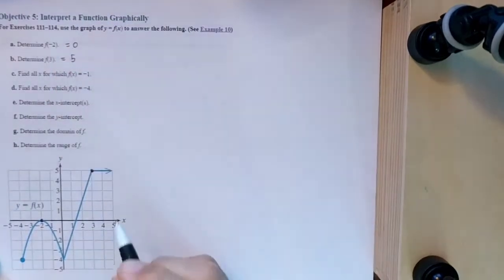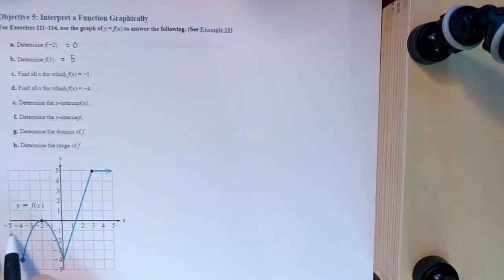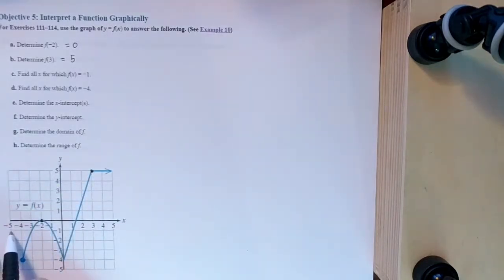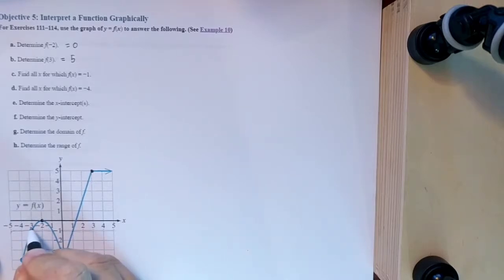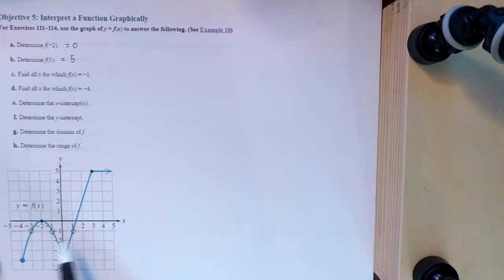Okay. The next one says find all x for which f of x equals negative 1. So when f of x is the y value, we want to see where on this graph the y values represent negative 1. So what I'm going to do is draw a little line here, a really light line, and I want to say, okay, where does the function intersect that line? And it looks like 3 places. Here, here, and here. So when I put inputs negative 3, negative 1, and positive 1 into this function, the output is always negative 1.